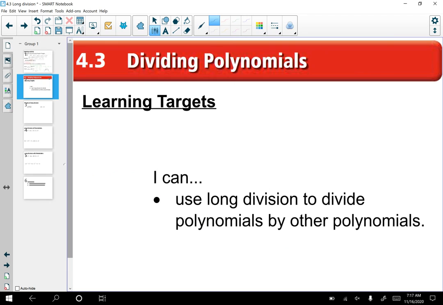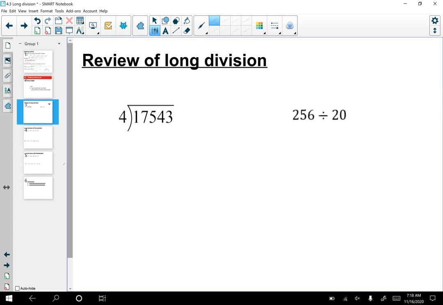So the new information for today's lesson is going to be dividing polynomials using long division. First, let's do a review of just regular long division using numbers. It's probably been a while since you've seen this or have maybe forgotten completely. So first, I'm just going to go over a little vocab. This is called your divisor. This is called your dividend.